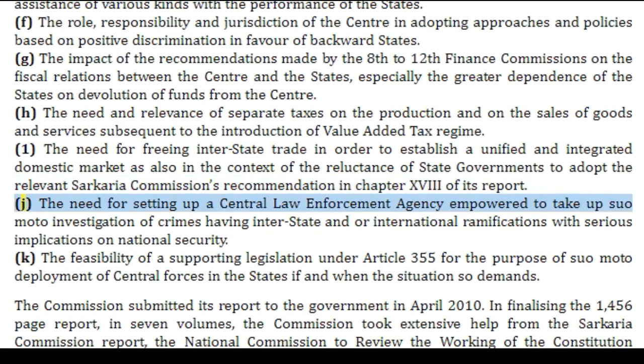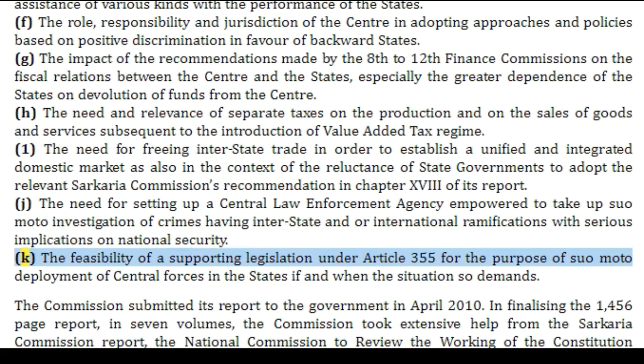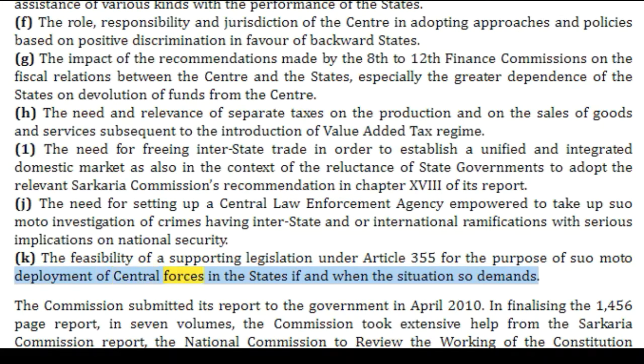J. The need for setting up a central law enforcement agency empowered to take up suo motu investigation of crimes having interstate and or international ramifications with serious implications on national security. K. The feasibility of a supporting legislation under Article 355 for the purpose of suo motu deployment of central forces in the states if and when the situation so demands.